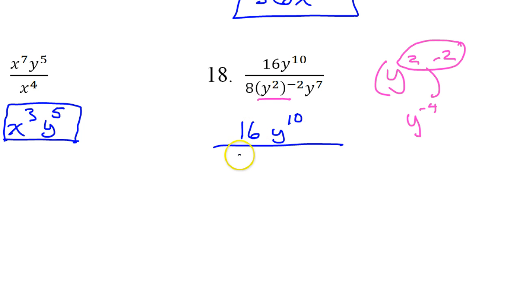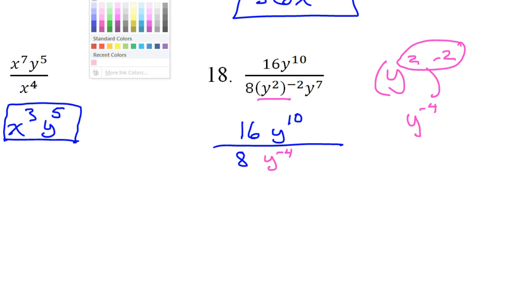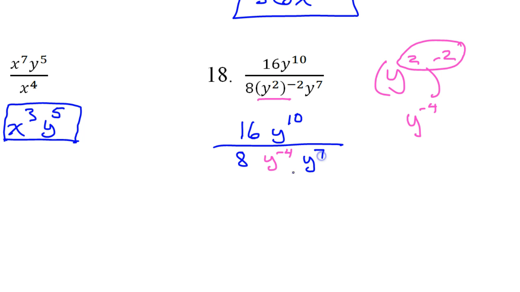Okay, and we've got 8. But right here, I'm going to go ahead and put that y to the negative 4th power. Okay, and then we have y to the 7th power. It's a lot of y's everywhere. Okay, what do you want to do next? Well, look at these y's in the denominator. Can't we go ahead and put these together? Let's do that.